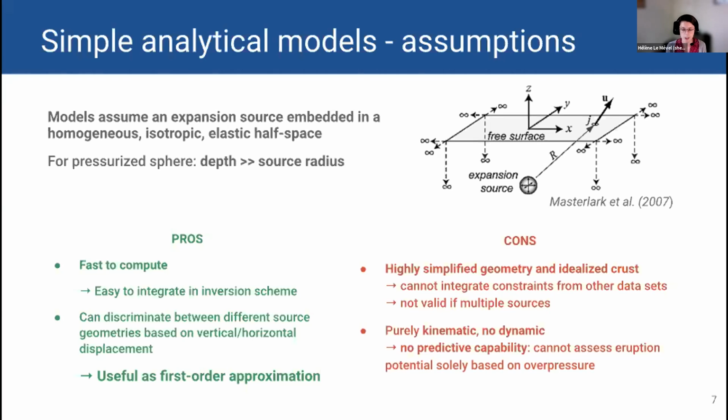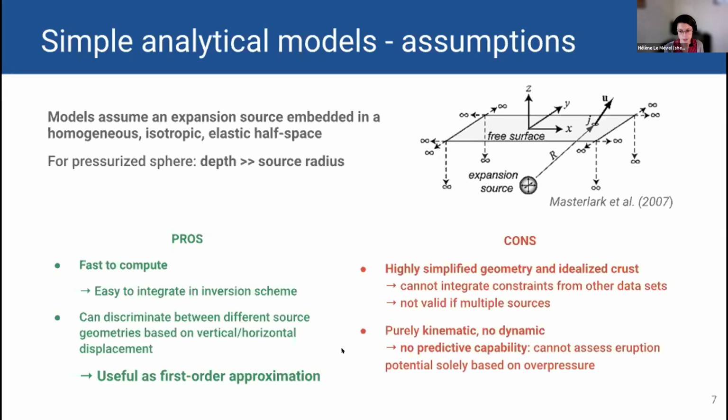If we summarize the pros and cons of those simple analytical models, the main advantage is the simplicity of the formulation. So it makes the calculation fast and it's easy to integrate in an inverse problem. For example, using least squares, we can estimate the best fit parameters easily. They are good to determine the best fit geometry, and it can hint at the type of underlying process. For example, whether the best fit is a pressure source or a dislocation, if it's elongated or dipped. So in the end, they are very useful as a first order approximation. They could also be used as a first step before using more complex models.